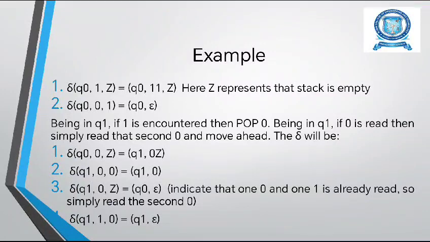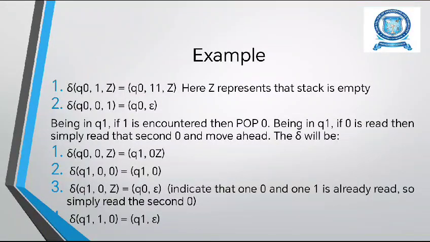So δ(q0, 1, Z) = (q0, 11Z). Here Z represents that the stack is empty. δ(q0, 0, 1) = (q0, ε). Being in q1, if 1 is encountered, then pop 0. Being in q1, if 0 is read, then simply read that second 0 and move ahead.